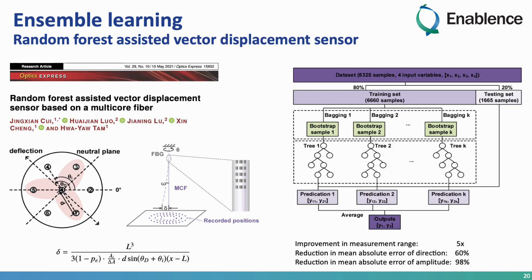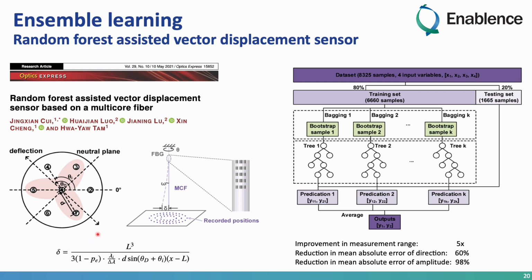This is an example where a random forest was used to improve both the accuracy and the range of a vector displacement sensor. The sensor was constructed using a multi-core fiber inscribed with Bragg gratings. The fiber Bragg grating response was recorded from 4 cores, the central core, which was used for temperature compensation, as well as 3 outer cores. By measuring the Bragg wavelength shift in the different cores, both the direction and the amplitude of the displacement can be determined simultaneously in a 2-dimensional plane.